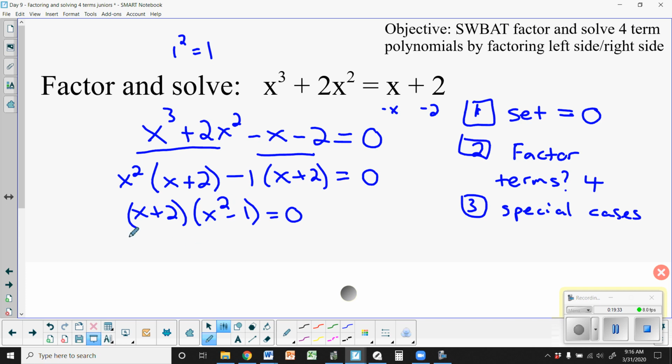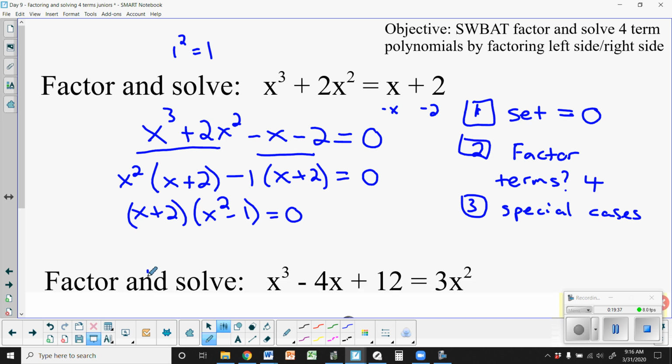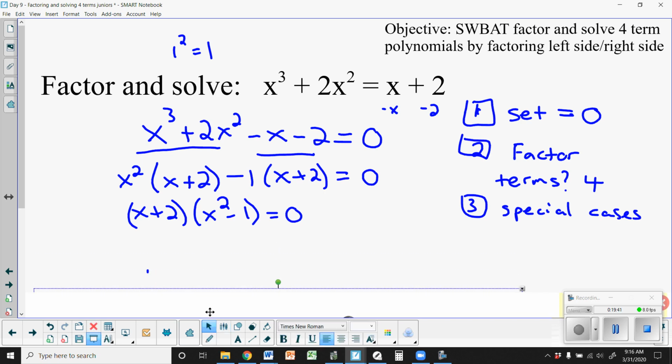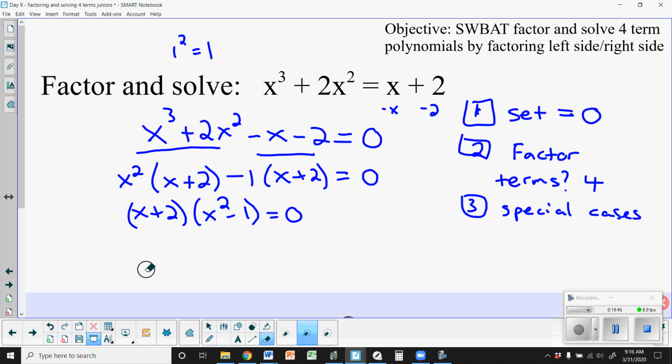So x squared minus 1, we can write that as, let me just move this part down a little bit here, so we have more space. We're going to need a little more space to complete this one. All right, so what was I getting at here? So now we have x plus 2, and then x squared minus 1 squared equals 0.